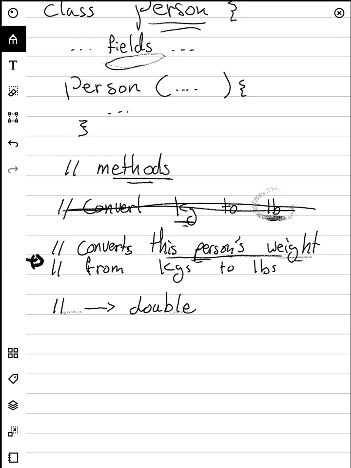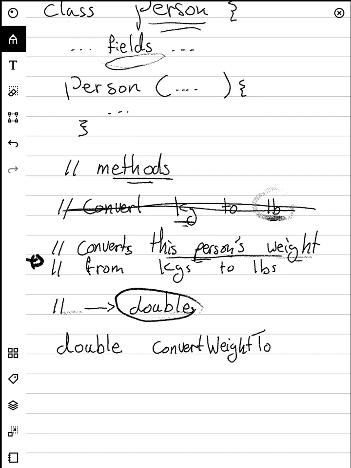The way we would do this in Java is we first start with the output type. So we write double. This tells Java, hey, I'm expecting a double at the end of this method. And then we'll give it a name. So we can just say convertWeightToPound. And we're expecting nothing.